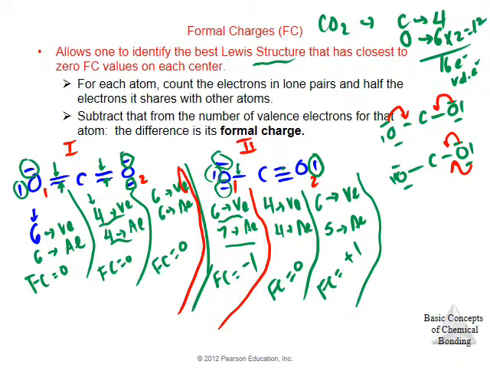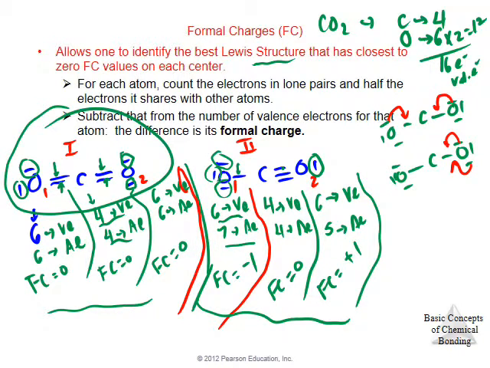Now when I compare structure 1 with structure 2, I find that formal charges are 0 for structure 1, and on the other hand, in structure 2, they're not 0. They're -1 and +1 for individual atoms. So the best structure is the one I have written on the top. The best structure is the one that has formal charge values closest to 0. And accordingly, structure 1 is the best Lewis structure between these two.